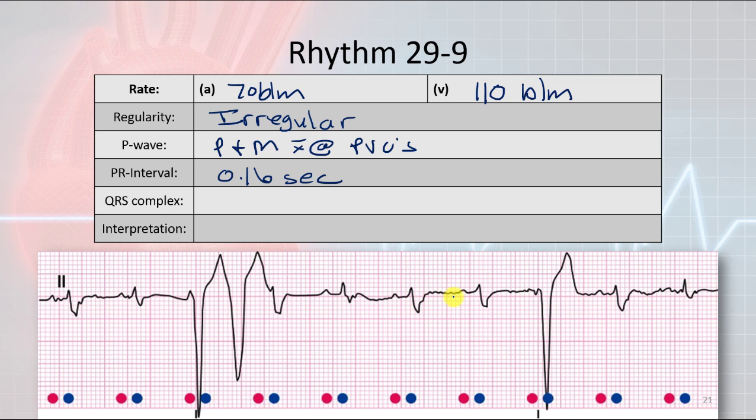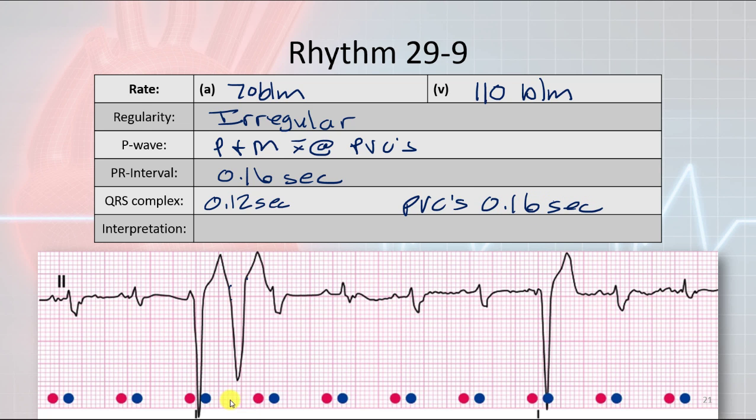QRS complexes, under the normal situation, these look a little bit wide. So there's a really good opportunity here to do a 12 lead and see why this is slurring out right here. So the QRSs are 0.12 second. The PVCs are probably right about the same. So this one looks pretty wide. We have it starting about here, ending about here. That's 0.16, so we'll just say 0.16.